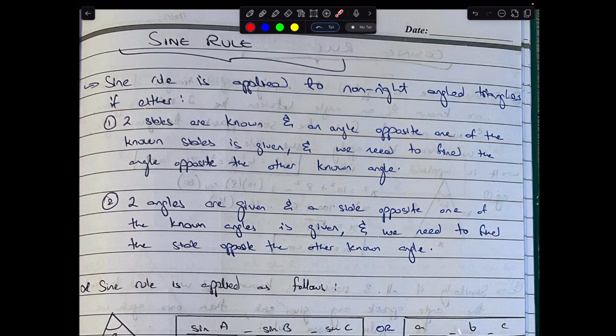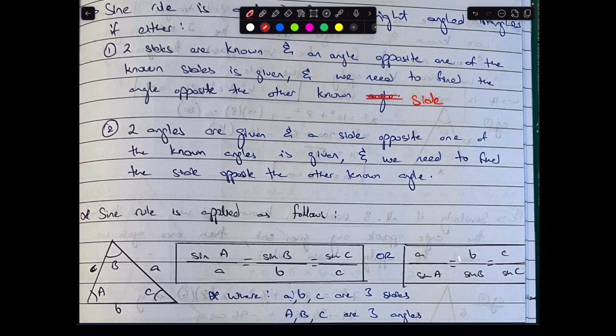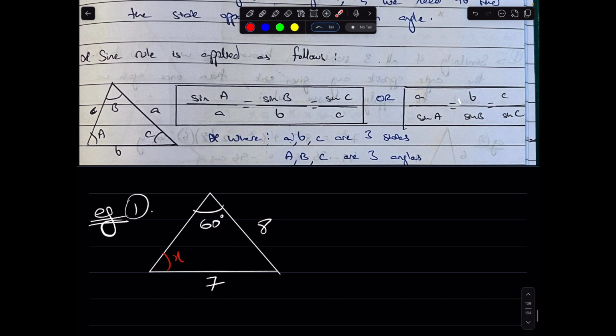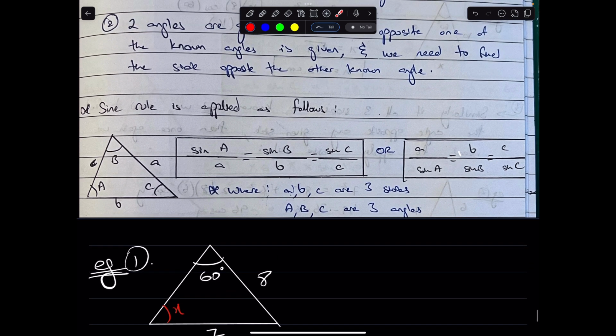So we know two sides and an angle opposite one of the known sides, and we need to find the angle opposite the other known side. And then if two angles are known and one side is known, we need to find a side opposite one of the known angles. And this is how the sine rule is applied.